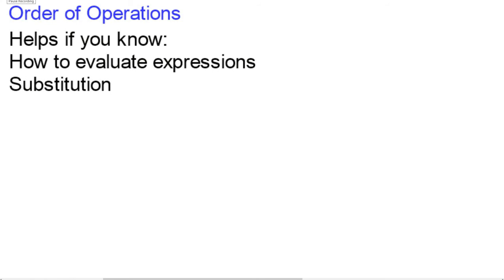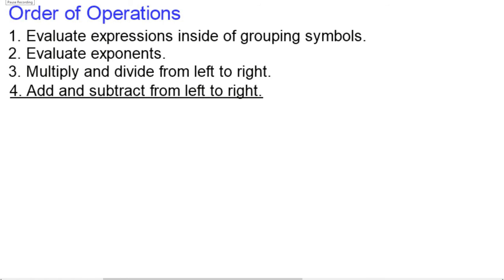Let's look at order of operations. To start, it helps if you know how to evaluate expressions and substitution. When we evaluate expressions involving multiple terms, the rules of math don't allow us to evaluate them in just any order. We have to evaluate them in a specific order, and we call that order of operations. I'm just going to run through the four order of operations, and then we're going to go through some examples. It should be very clear at that point.